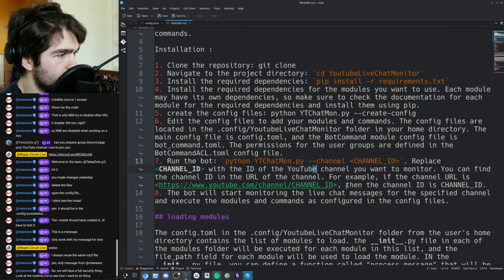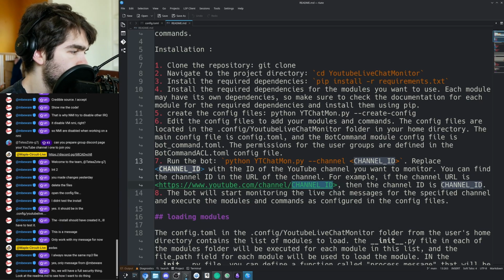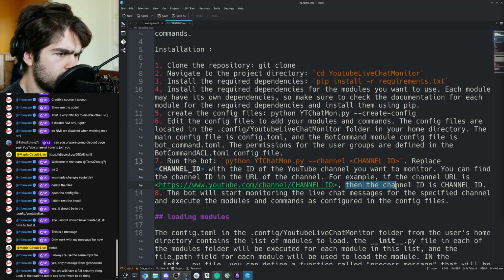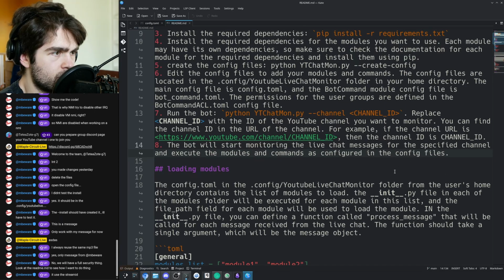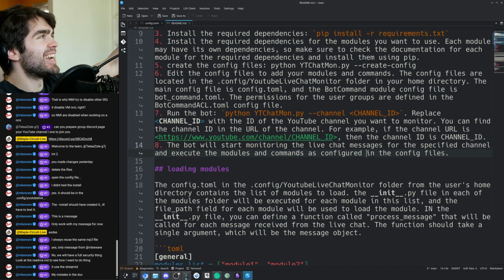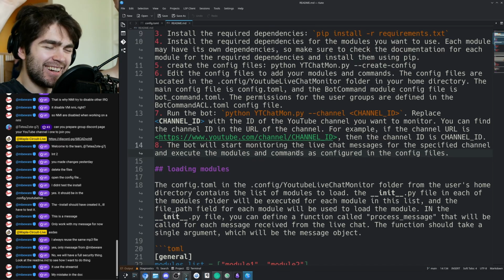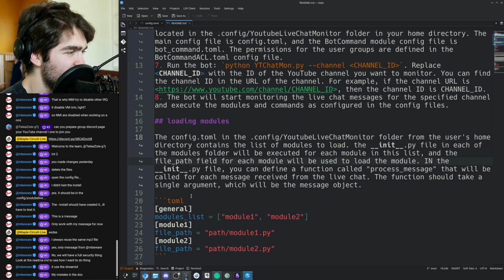Okay, that's cool. Oh, it uses channel ID and not the stream ID? If so, that's kind of cool. I didn't know that was possible. The bot will start monitoring the live chat for the specific channel and execute messages and commands. It uses the stream ID. Okay. It used the stream ID. My mistake in the doc. I need to be lazy. I love it. I'm too excited and I love being lazy.